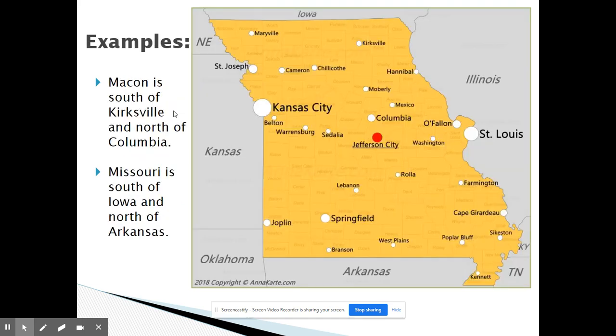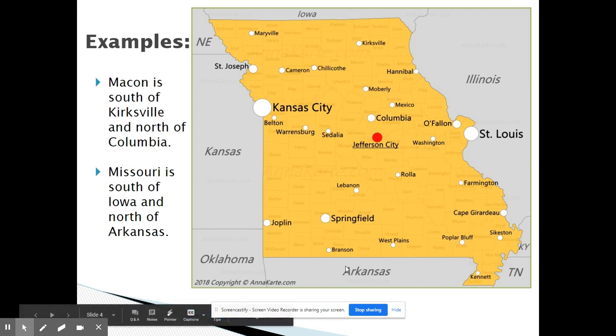So let's look at some examples. Let's use a place you're familiar with, that'd be Macon. So Macon would be right where my mouse is. And we could say that our relative location example for Macon would be Macon is south of Kirksville and north of Columbia. So yep, Macon is south of Kirksville. And here's Columbia, it is north of Columbia. If we look at the state of Missouri, we could say Missouri is south of Iowa and that it's north of Arkansas.